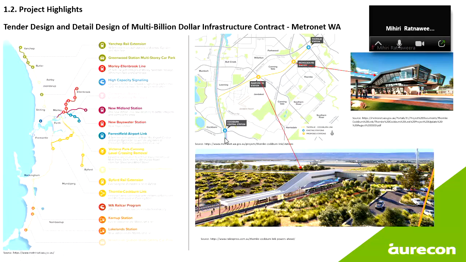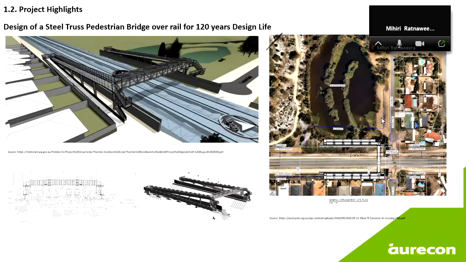And so we then proceeded with the detailed design after we won the contract. The detailed design consists of 2 new stations, 4 bridges, and 2 modifications to the existing bridge, about 17 kilometers of new passenger rails. So within the Thornlie to Cockburn line of Metronet, I then managed the structural package, one of which is the steel truss pedestrian bridge over rail.